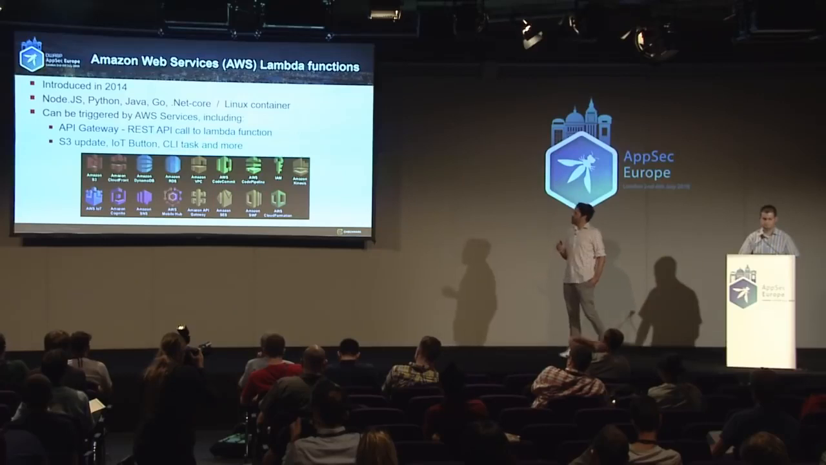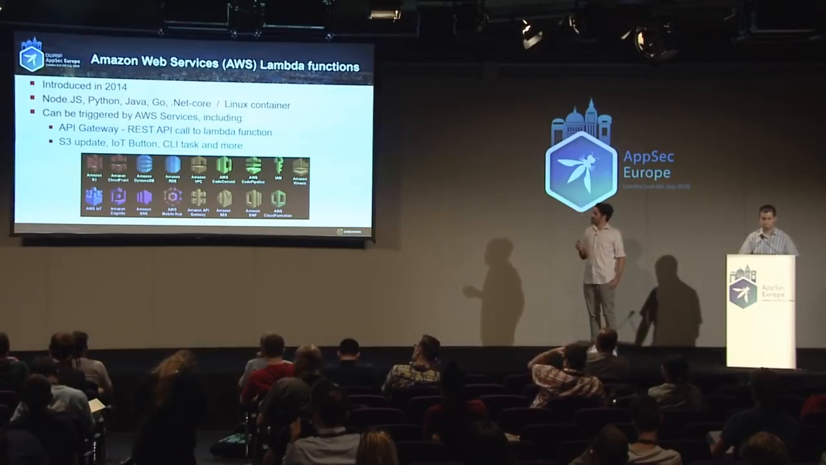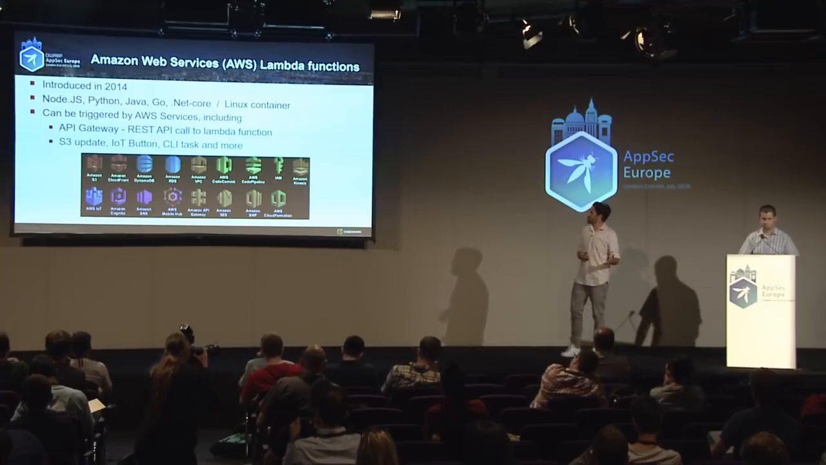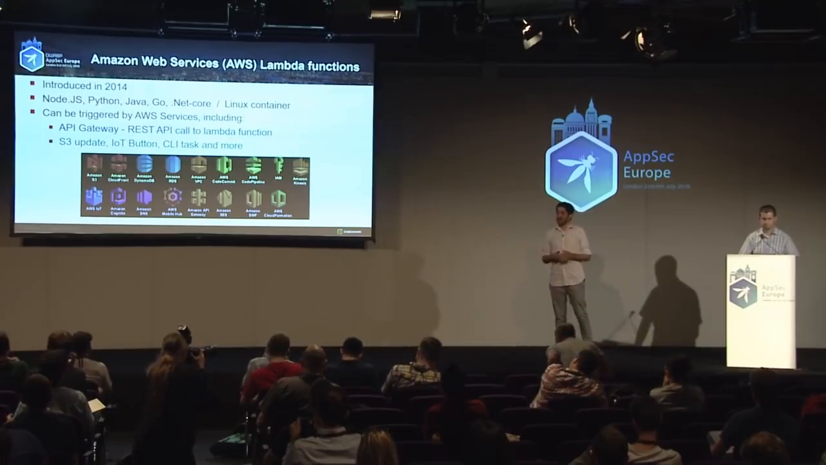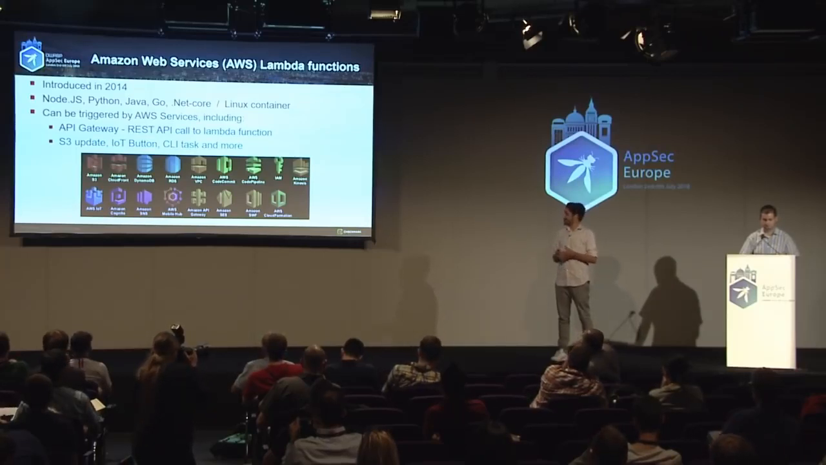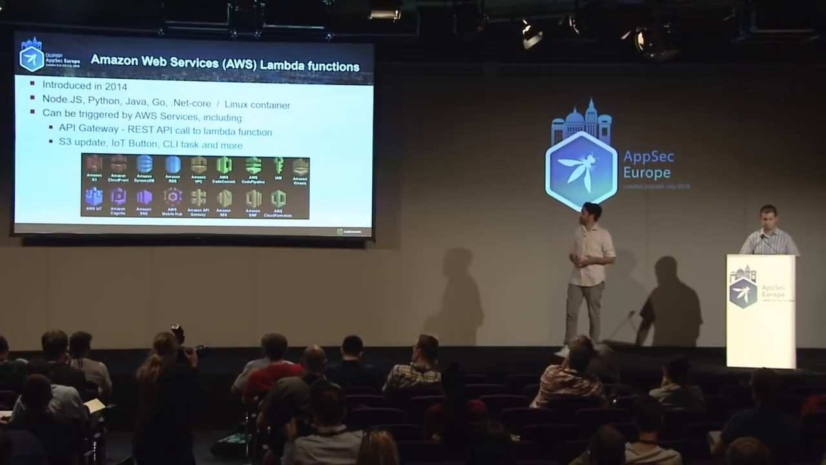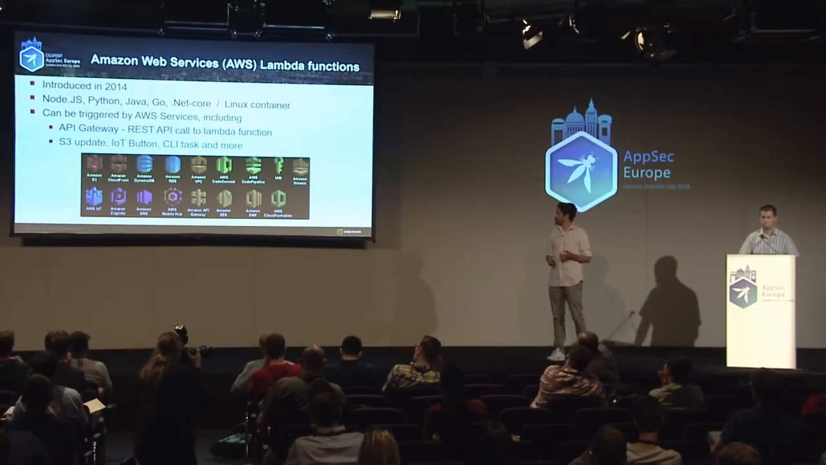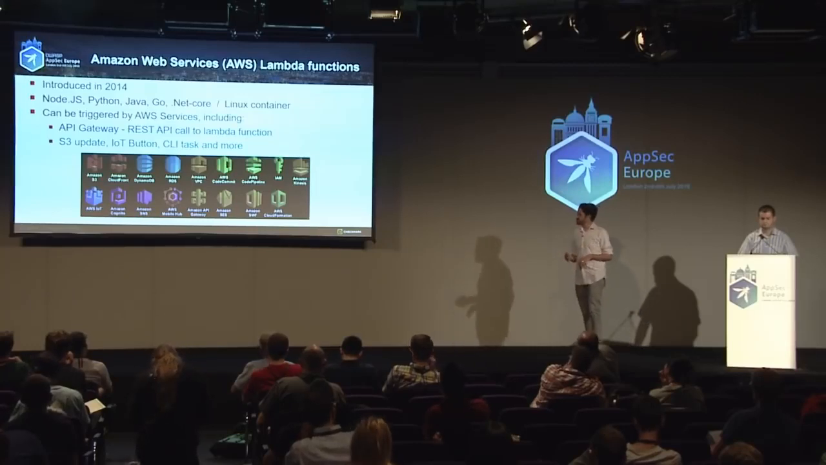A bit more about Amazon. As we said, introduced in 2014, supports Node.js, Python, Java, Go, .NET Core, Linux containers. Can be triggered using all of Amazon's different services, so whether it's S3 or any of the services that we use on Amazon's AWS. Obviously, you also have an API gateway that you can leverage.